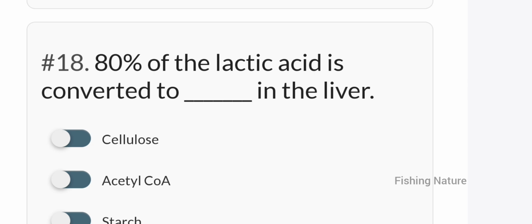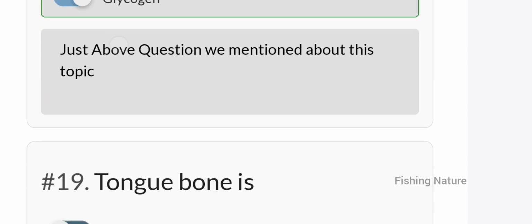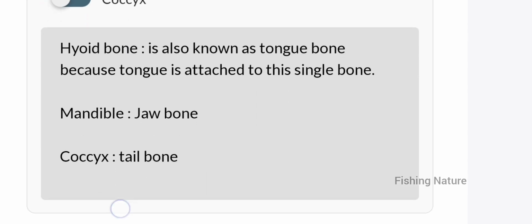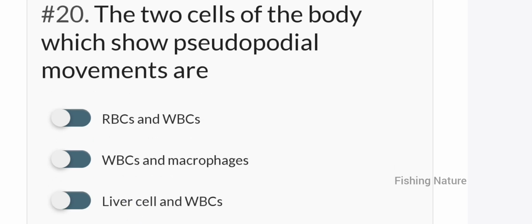Next, 80% of lactic acid is converted into dash in the liver. It is cellulose, acetyl coenzyme A, starch or glycogen. It is glycogen. Next, the tongue bone is the mandible, hyoid, flat bone or coccyx. It is hyoid. Next one, the two cells of the body which show pseudopodial movements are RBCs and WBCs, or WBCs and macrophages, or liver cells and WBCs, or macrophages and RBCs. Which is pseudopodial they are asking. Pseudopodial means WBCs and macrophages.